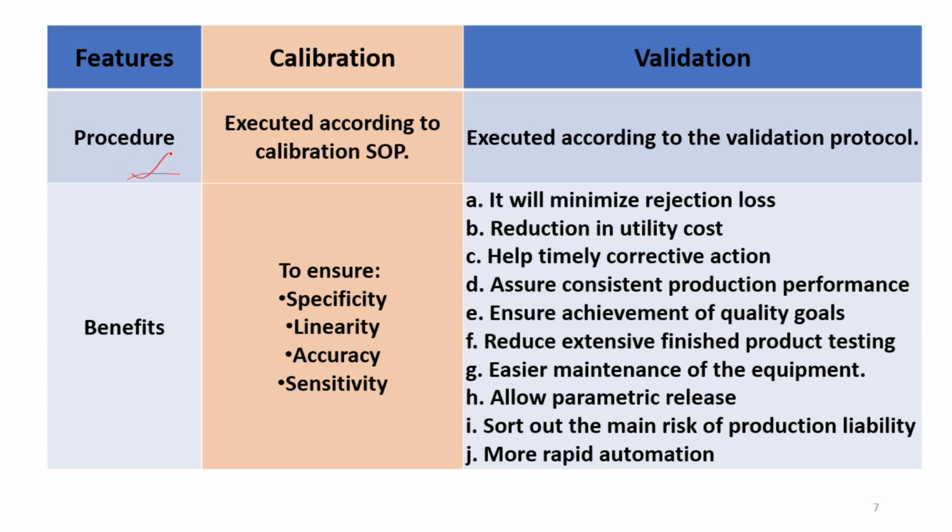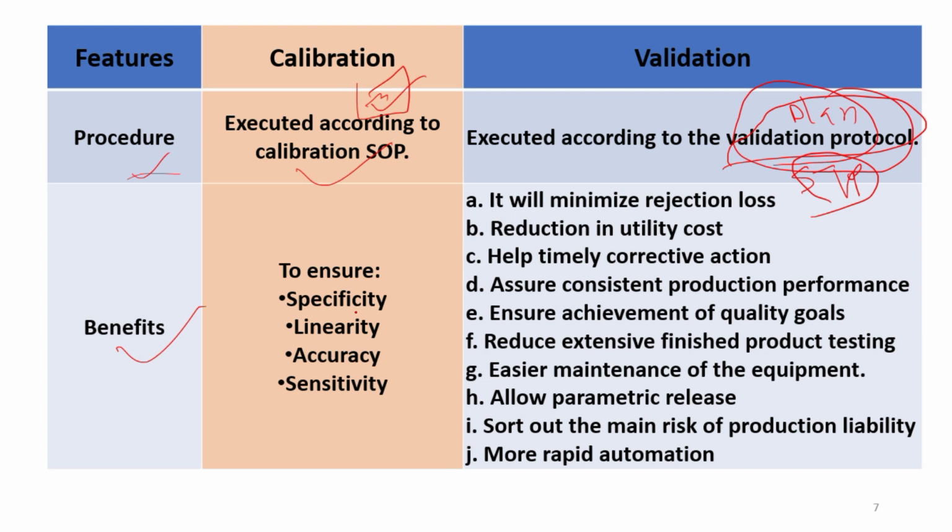Next is procedure. Calibration is executed according to the calibration SOP. We have certain SOPs it is executed against. Validation is executed according to the validation protocol. For validation we call it a protocol, or we call it some STP, or we also call it a plan. So if you want a detailed video on this validation protocol, I will make one. You can comment in the comment section.